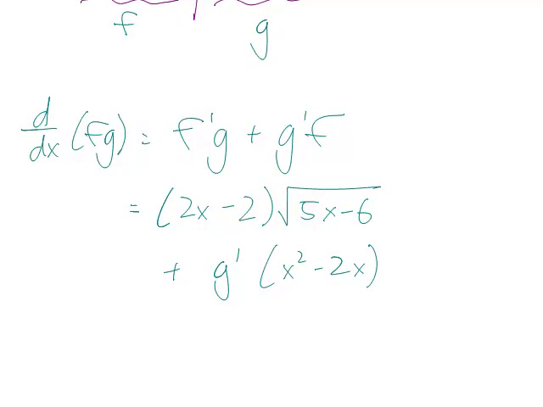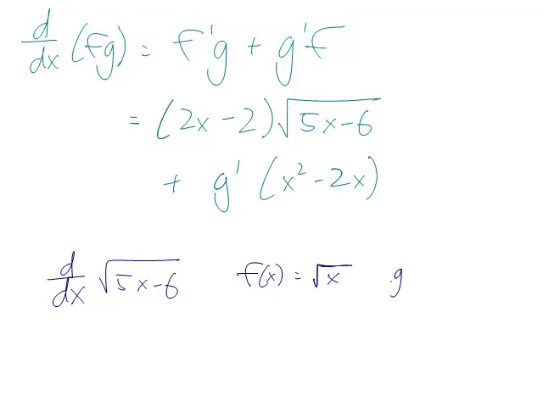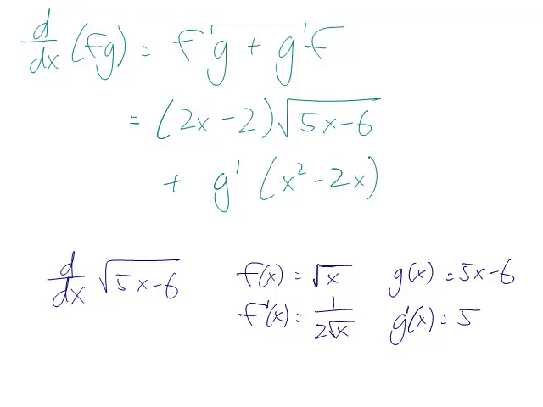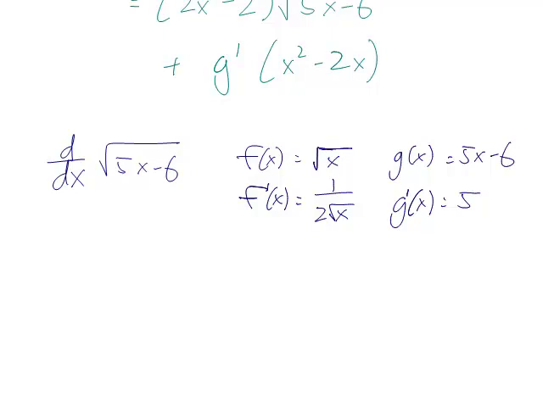What's the derivative of g, which is square root of 5x minus 6? And to do this, it's easy to see that this is a function composition with f of x being square root of x, and g of x being 5x minus 6. So f prime of x is 1 over 2 root x, with g prime of x being 5. And with this, we can use the chain rule to combine all of these.